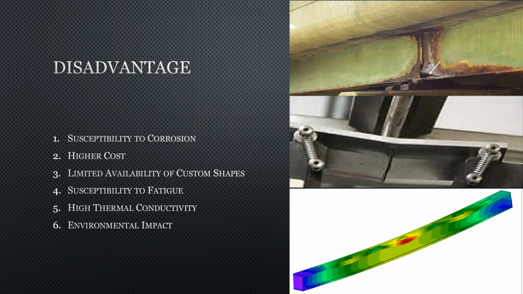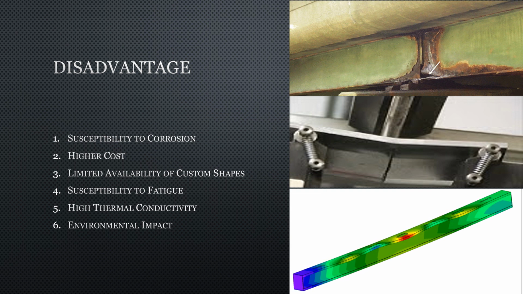Now the next is environmental impact. The production of steel involves significant energy consumption and emission of greenhouse gases. While steel is recyclable and has a long lifespan, its initial production contributes to carbon emissions and resource consumption.